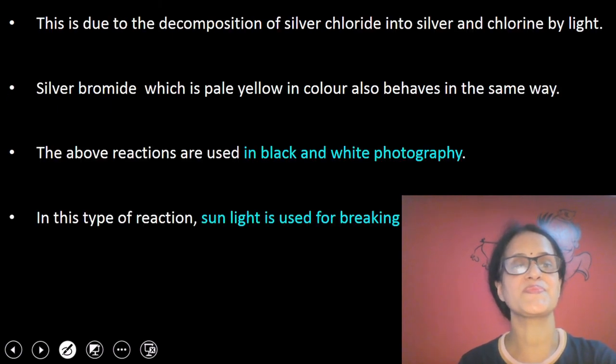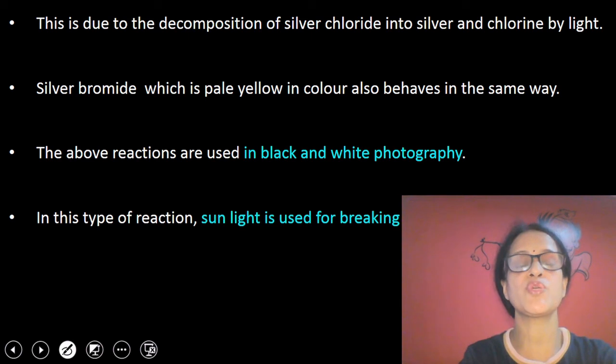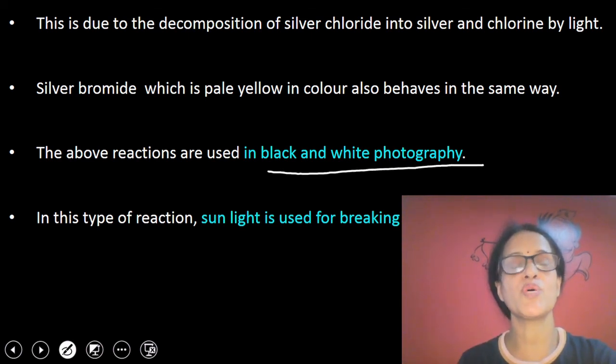These two reactions are used in black and white photography. It is an important question from your board exams point of view. So what is happening here? White silver chloride and silver bromide undergo decomposition in the presence of sunlight. So sunlight is used for breaking the bonds of reactants. Therefore, this reaction is called photolytic decomposition reaction.